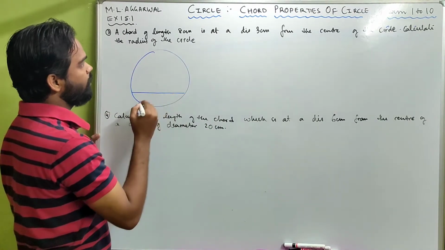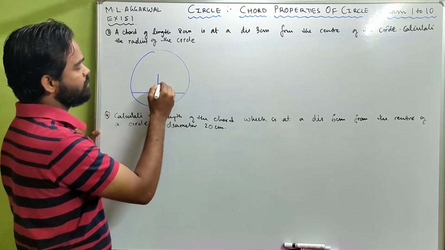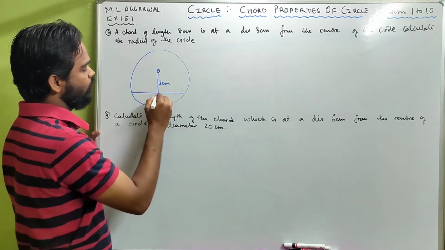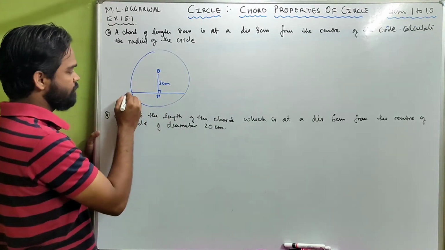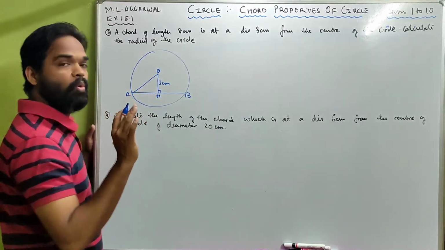This is your chord. The length is 8 centimeter. The distance from the center is 3 centimeter. Suppose OM. Distance means perpendicular distance. This is AB. Calculate the radius, which means we need to calculate OA.